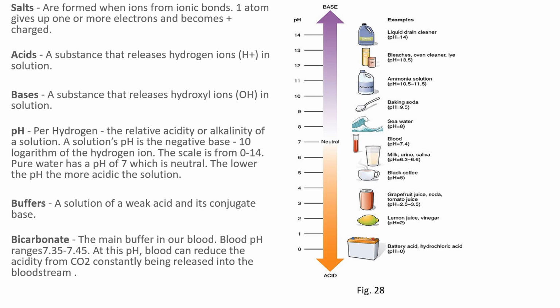A buffer is a solution of weak acid and its conjugate base. Bicarbonate, that's the main buffer in our blood. Our blood pH ranges between 7.35 to 7.45. And it helps reduce the acidity from carbon dioxide consistently being released into our bloodstream.